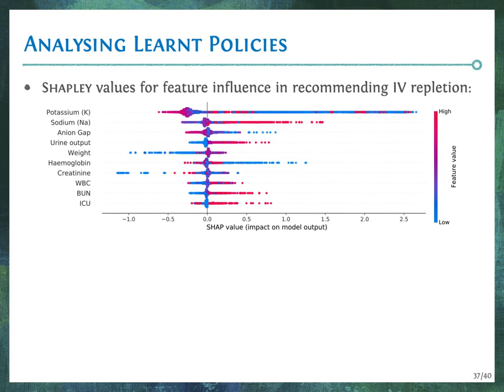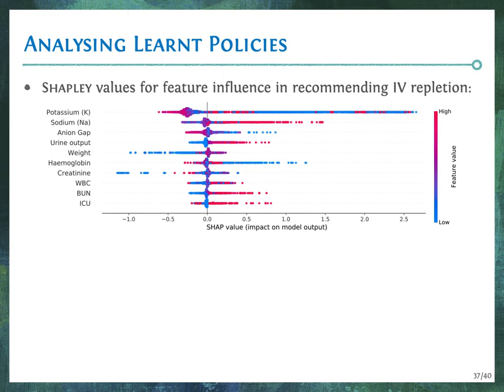Shown here are the Shapley values for the classifier for oral potassium supplements. So what this tells us is the contribution of each feature of a sample patient state in pushing the probability of repletion up or down, away from the population mean prediction. So a high Shapley value for a sample feature means a higher probability of recommended repletion. The colors here denote the corresponding feature value for each sample.